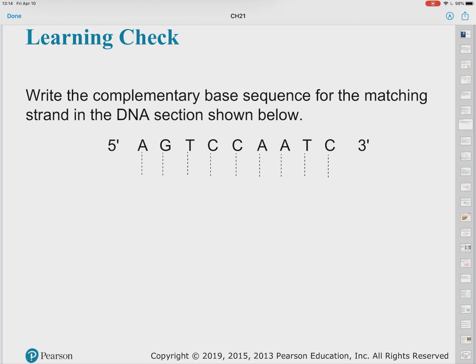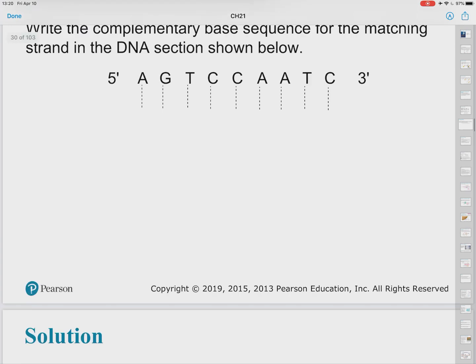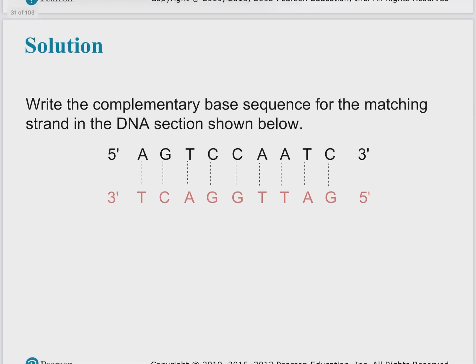So you should pause the video and give this a shot. You're going to write the complementary strand, A pairing with T, G pairing with C, and see if you can come up with the right sequence. All right. So hopefully you came up with that sequence.